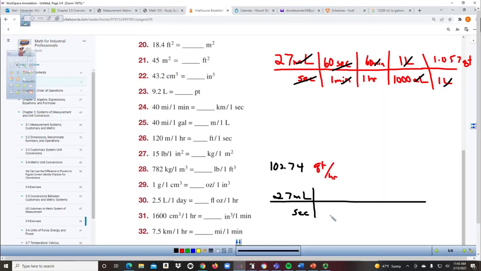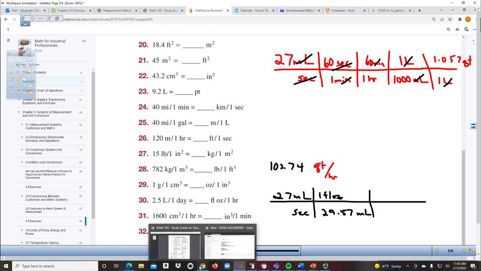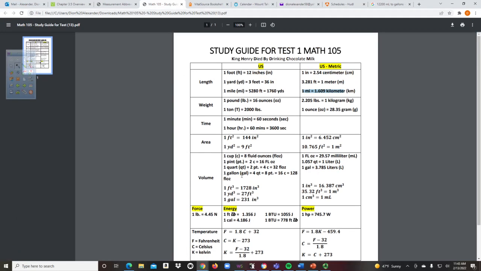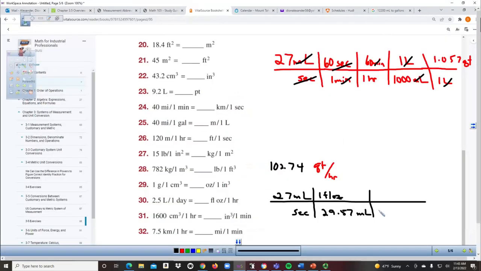So 29.57 milliliters is a fluid ounce. And then if we want to take our fluid ounces to quarts, you see that over here, because that's US, 1 quart is 32 fluid ounces. So we can go back over here and say 32 fluid ounces is going to give us a quart.